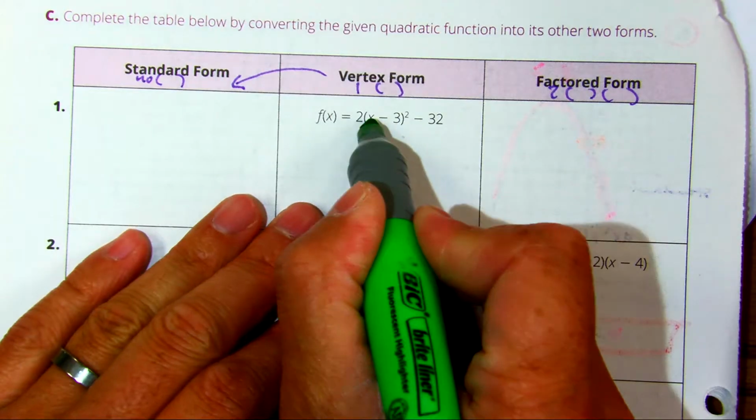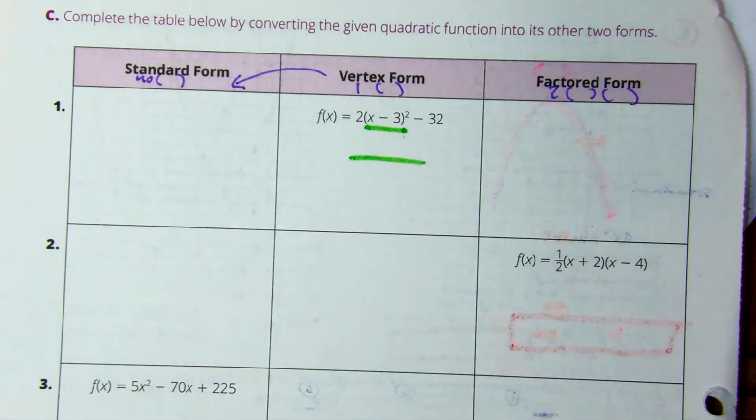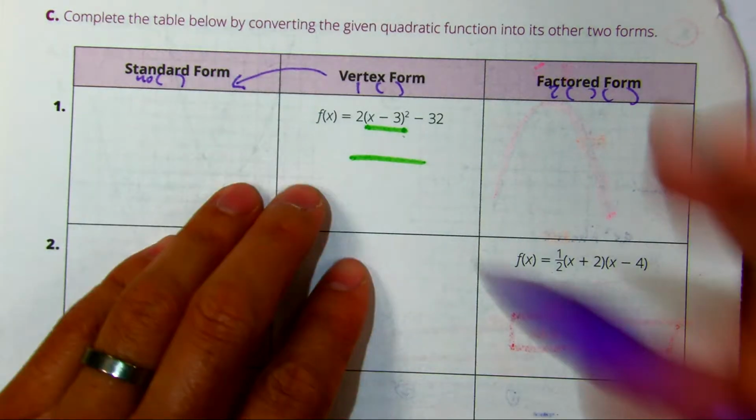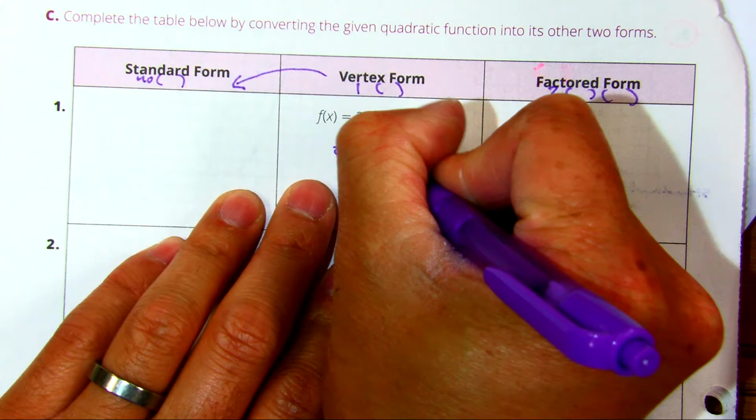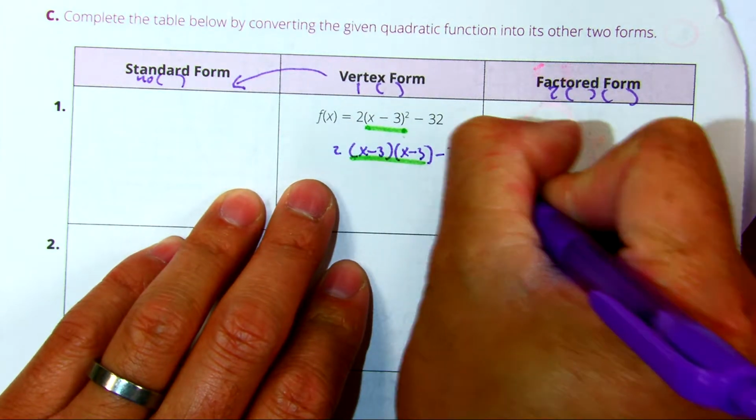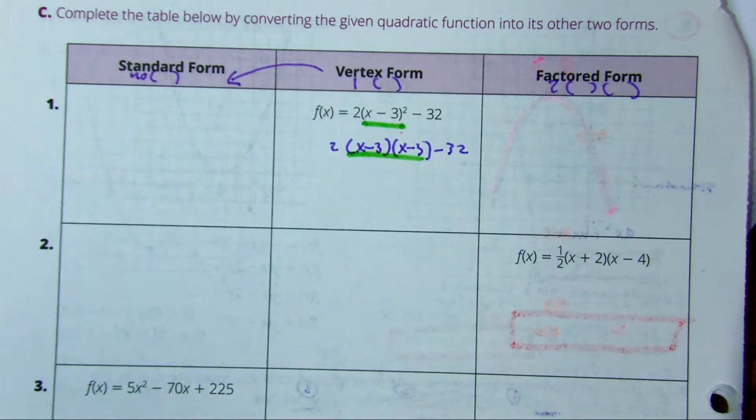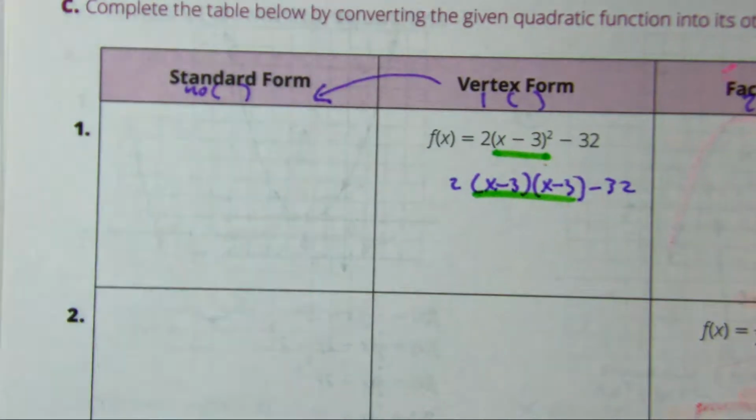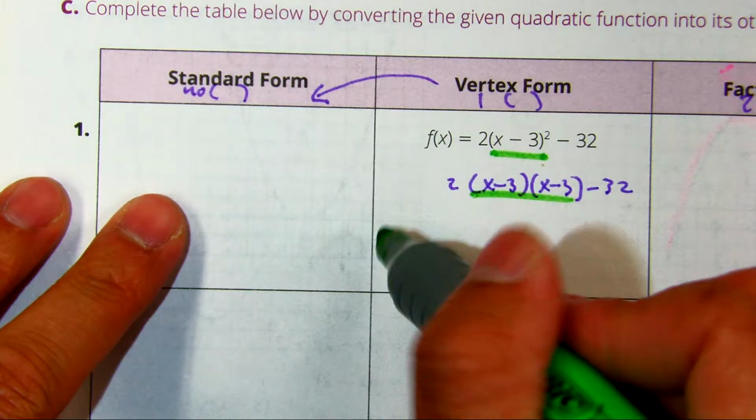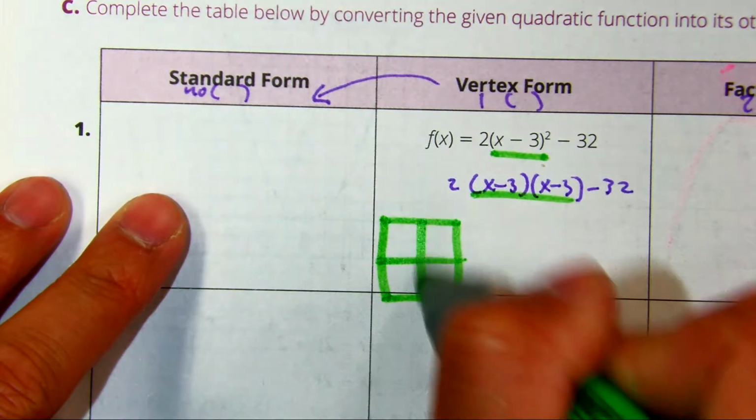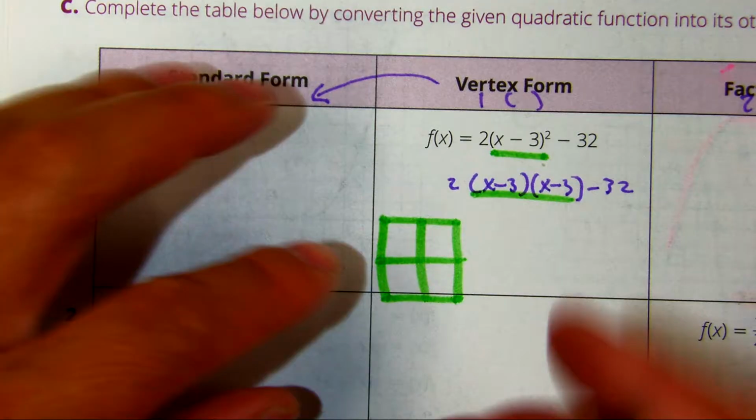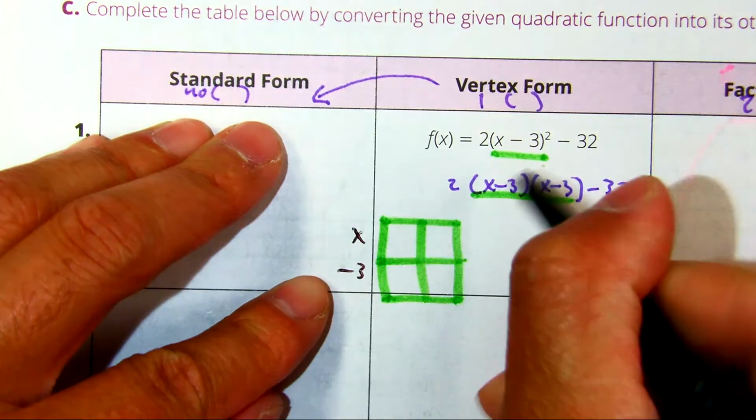rewrite x minus 3 squared. And x minus 3 squared is really two of them. And I'm not going to forget that negative 32. And then I'm just going to multiply those. So I got x minus 3, x minus 3.